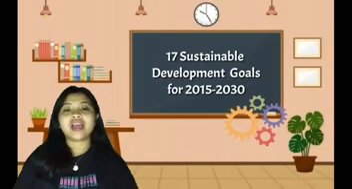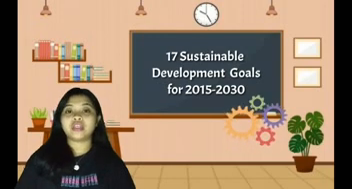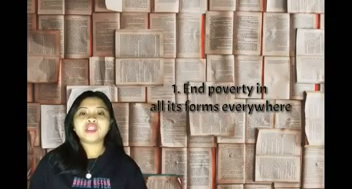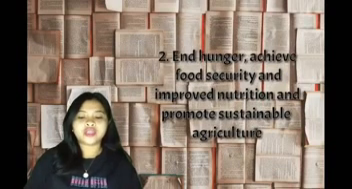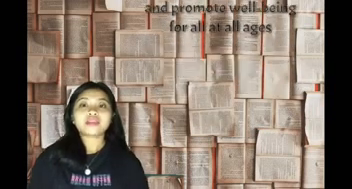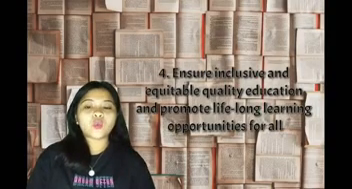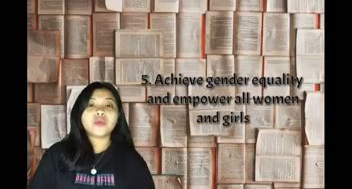Our next topic is the 17 Sustainable Development Goals for the period 2015 to 2030. First is end poverty in all its forms everywhere. Next, end hunger, achieve food security, and improve nutrition and promote sustainable agriculture. Next, ensure healthy lives and promote well-being for all at all ages. Ensure inclusive and equitable quality education and promote lifelong learning opportunities for all. Achieve gender equality and empower all women and girls.